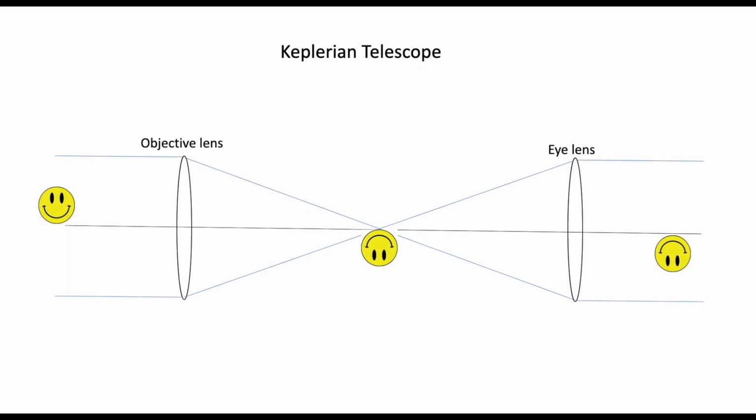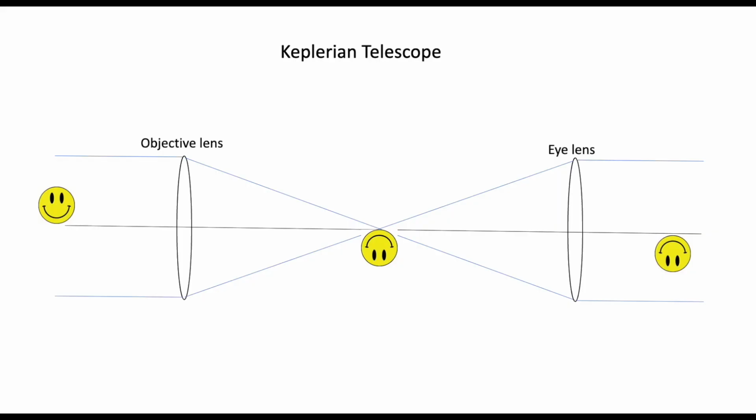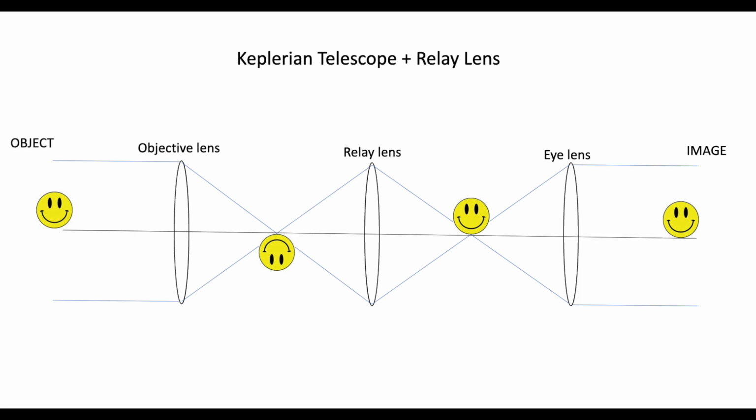The Keplerian telescope is used to observe distant objects by refracting the image through a series of lenses. You should have been able to assemble one in the video with the refracting telescope demo. After assembling it, you may have noticed that the image through the telescope is upside down. We can add a relay lens to the telescope in order to flip the image upright.